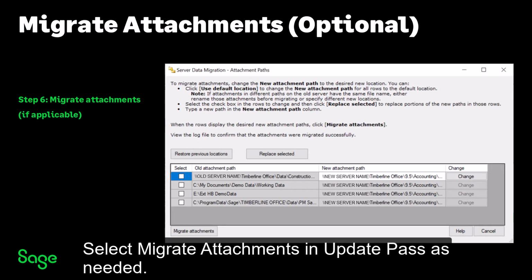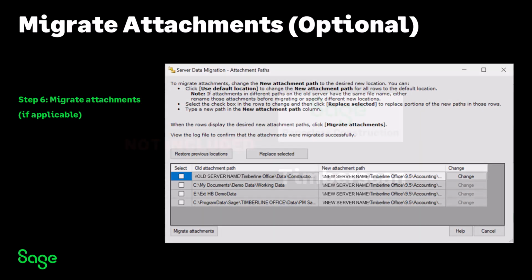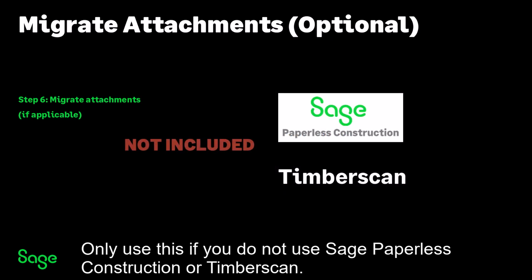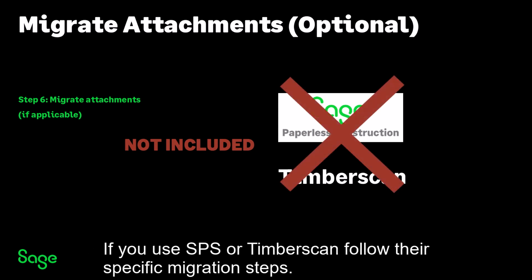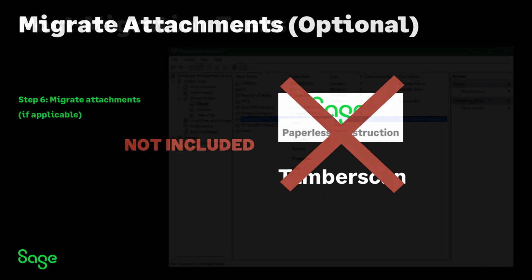Select Migrate Attachments and update paths as needed. Only use this if you do not use Sage Paperless Construction or TimberScan. If you use SPS or TimberScan, follow their specific migration steps.